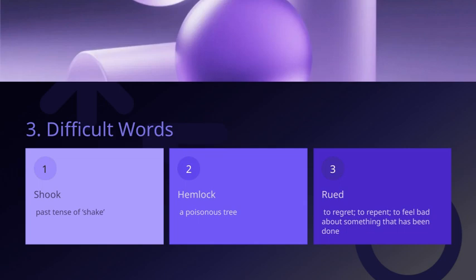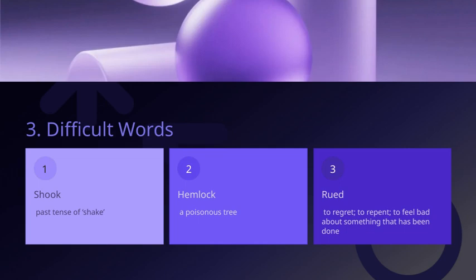Moving on, the slide mentions a poisonous tree and hemlock. Hemlock is a specific type of poisonous plant, famously associated with the death of Socrates. The phrase, a poisonous tree, can be a metaphor for something harmful or dangerous growing out of control. Understanding these terms helps us grasp both literal and figurative language used in literature and conversation.